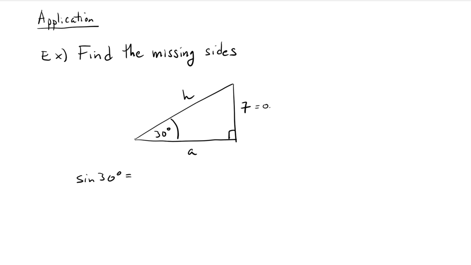And maybe this is something you want to do on your own. Pause the video and do it on your own, see if it works, and come back and compare your answer. So sine of 30 is 7 over H, opposite over hypotenuse. That implies that H is going to be 7 over sine of 30, after solving for H.